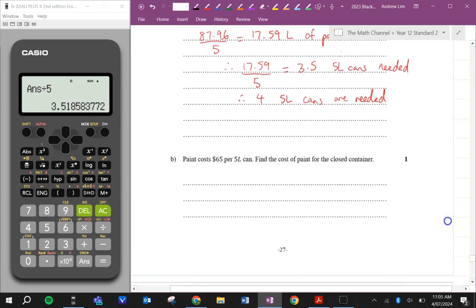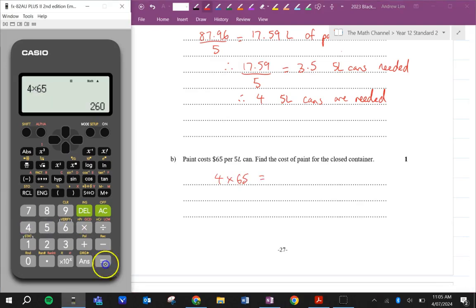Paint costs $65 per 5-liter can. Find the cost of paint for the closed container. So we just multiply 4 times 65, which is $260.